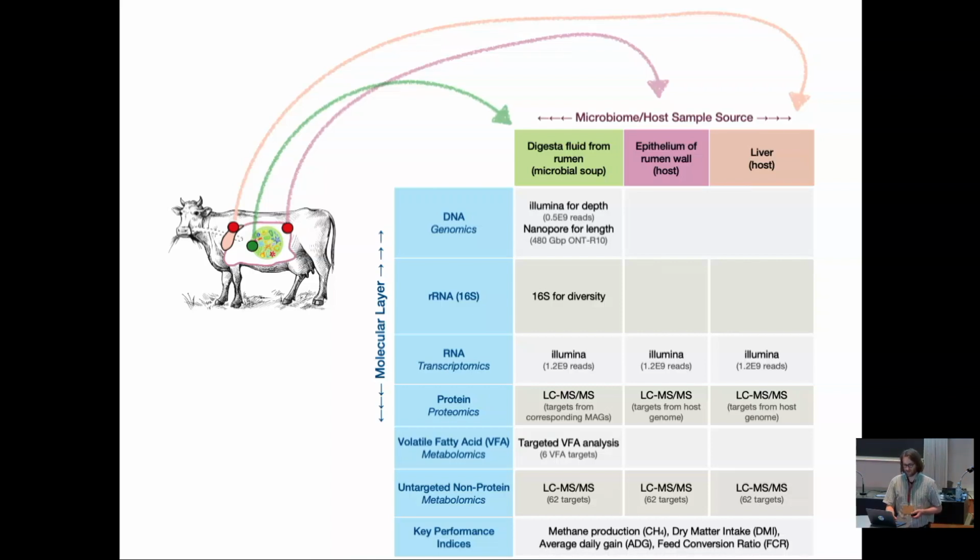So for DNA, we have 16S for overview, Illumina for depth, and Oxford Nanopore Technologies R10.4 for length. For RNA, proteomics, and untargeted metabolomics, we have analyzed all 3 sample locations. Regarding volatile fatty acids, we have measurements for 6 common targets in the digester to track the breakdown of plant fiber polymers. And for phenotypic information, among other key performance indices, we have methane production using a respiration chamber method where we see 30% variation between the bulls.